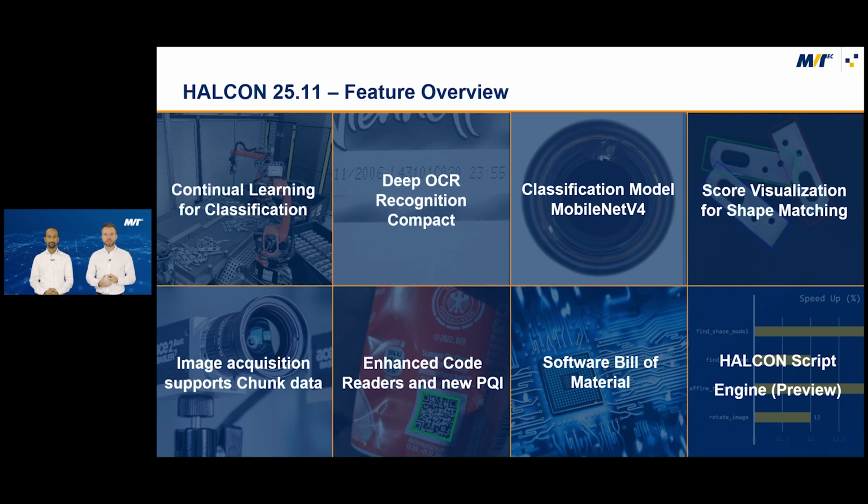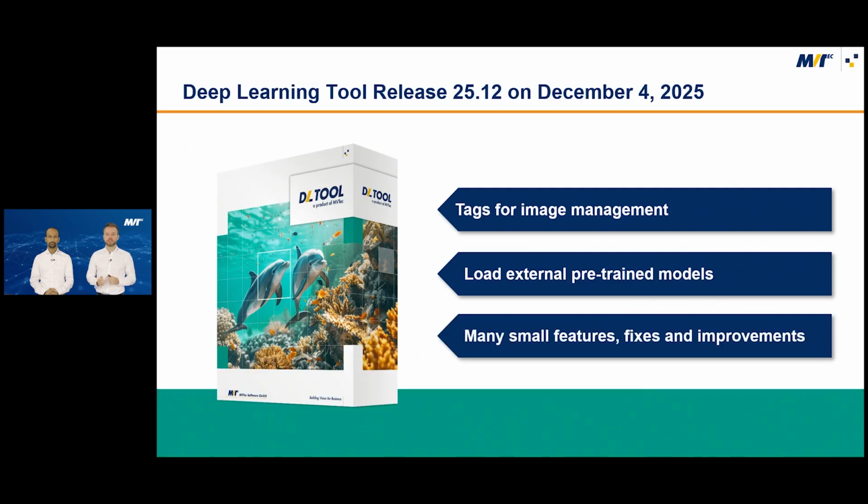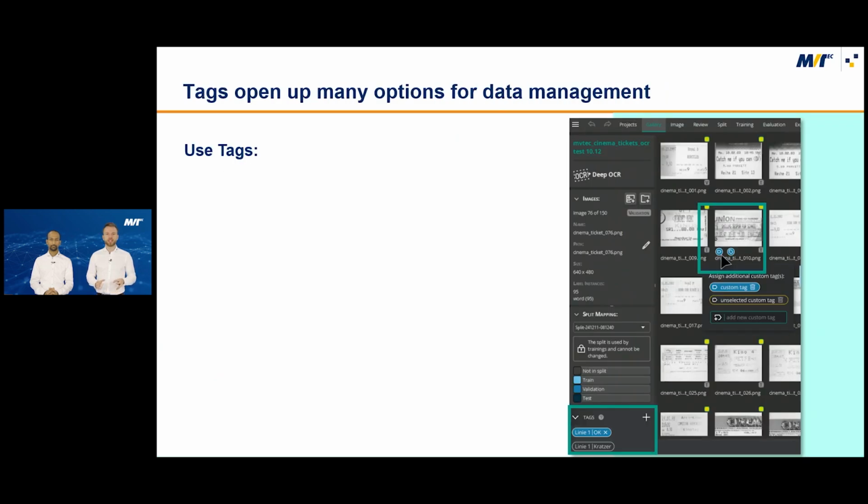Before we end this presentation, I will also give you a short outlook of the next deep learning tool release, which will be released December this year, 4th of December, and it has as a major feature the support for tags for image management, and additionally it now supports loading external pre-trained models, and it has many smaller features, fixes and improvements inside.